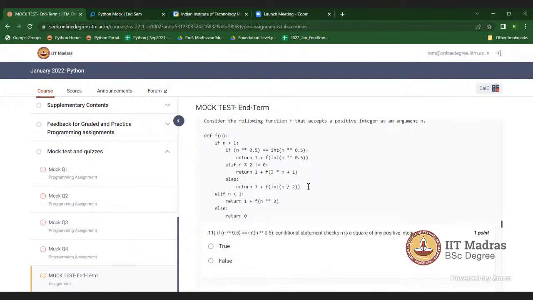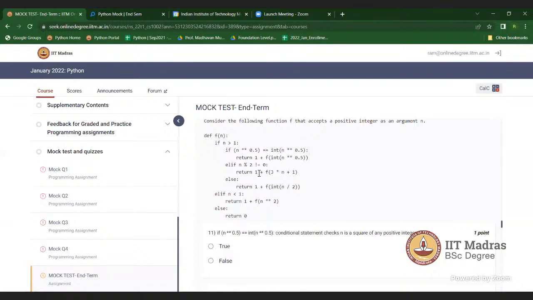Clear? Until now we have this 3 plus f of 5. Let's go to 5 here. n is greater than 1, 5 is greater than 1, correct? So if n % 2 is not equal to 0, 5 % 2 is not equal to 0, because the remainder is going to be 1. We are going to return 1 plus f of 3 star n plus 1.